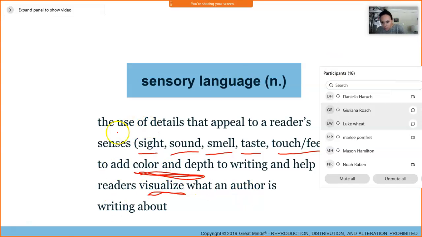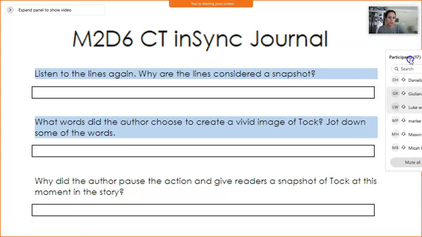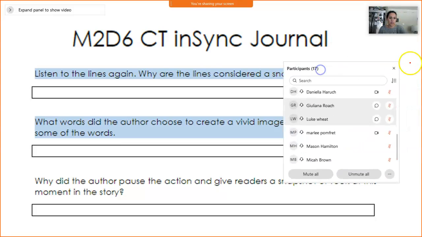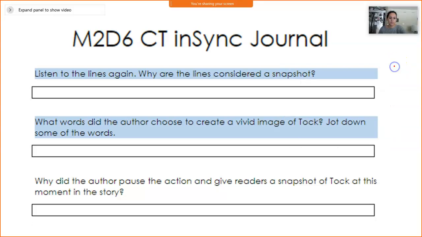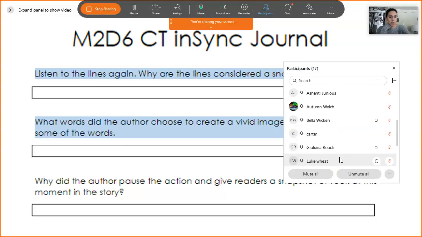So what I want you to do is open up your InSync journal. Open up your InSync journal. Raise your hand in the participants box when you have it open and you are to this section. We just went over that top part all together, just so you know. So right now we're moving on to the next 3 questions.